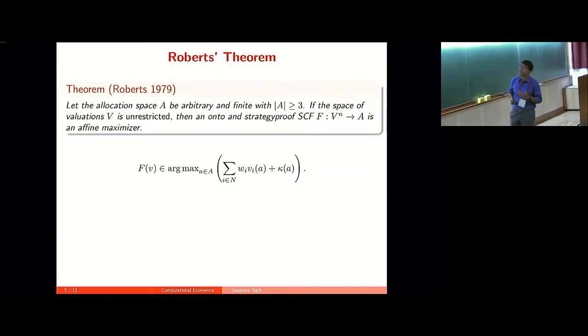What Roberts said is that if your valuation space is unrestricted, and we'll get into a minute what we mean by unrestricted, then, very similar to what we discussed about Gibbard-Satterthwaite, all possible social choice functions must come from this class of affine maximizers. The w_i's and kappas may differ, but this is the only thing that you can implement in a truthful manner.